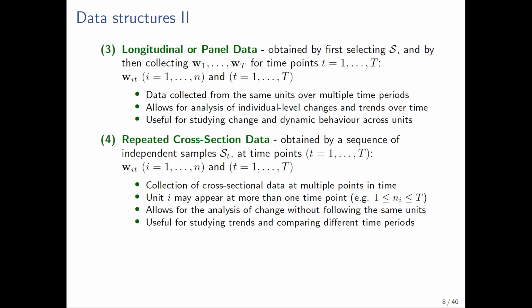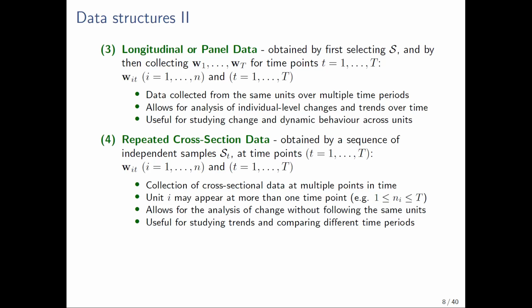And finally, the fourth structure I want to talk about is called repeated cross-section data. This is obtained by taking a sequence of independent samples at different points in time and then simply stacking them together. It also has two dimensions of variation, cross-section and time, but crucially we don't necessarily observe the same units over time because independent samples are taken at each point in time. So we may observe the same units, but we might not.